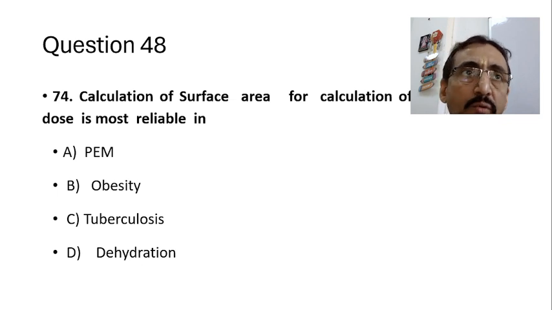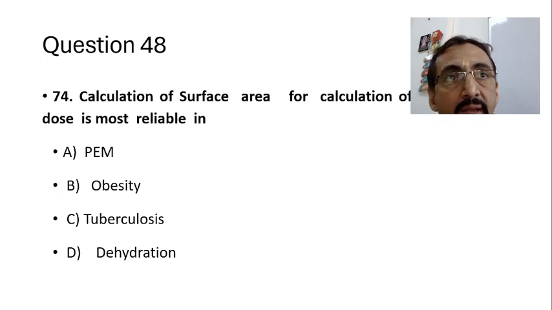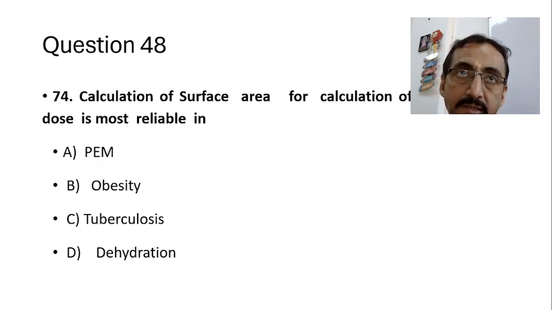Now this is quite useful in case of PEM, protein energy malnutrition. When you calculate the dose for the child, it is better to not go by age, not go by weight. It is better to go by the surface area method. Okay.